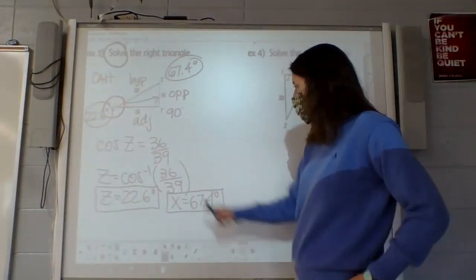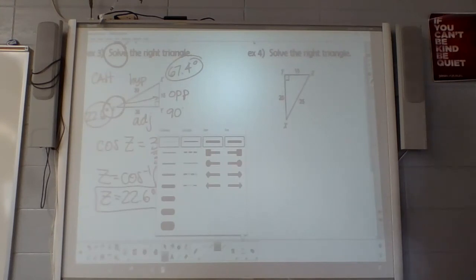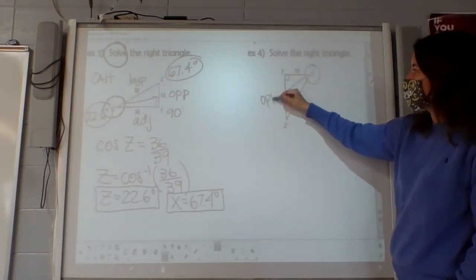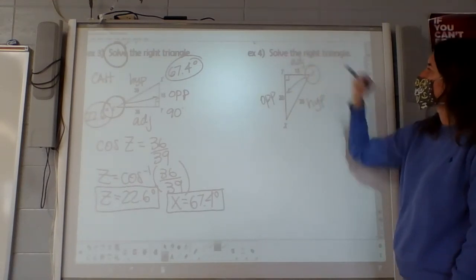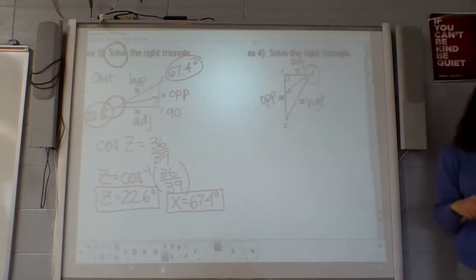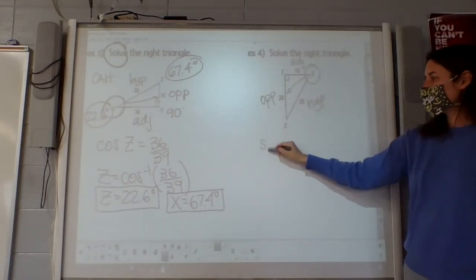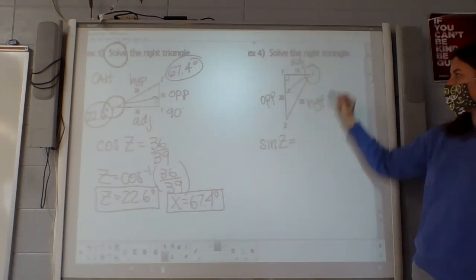Okay, so guys, let's check on this. So, what do you guys want to find first? Which one did you find first? You went for Z first. All right, so let's go for Z. We'll label all the sides: opposite, hypotenuse, adjacent. So it looks like Sammy used sine, right? Yeah. So we're going to do sine of Z is the opposite over the hypotenuse.